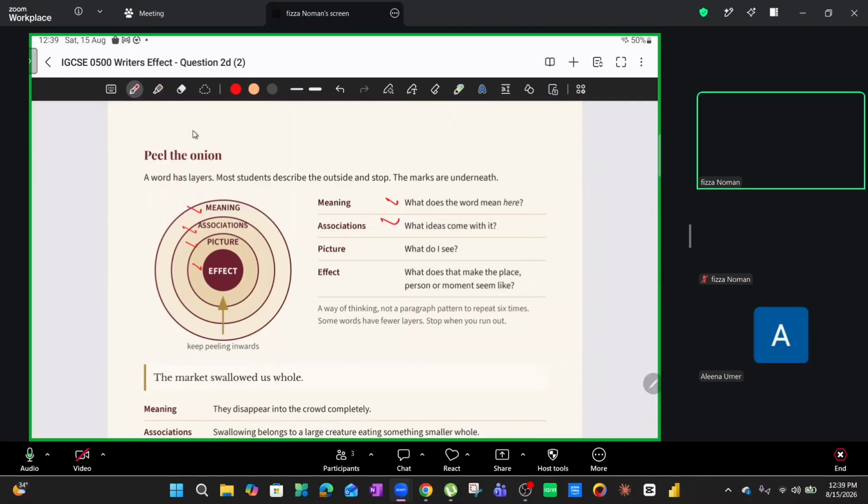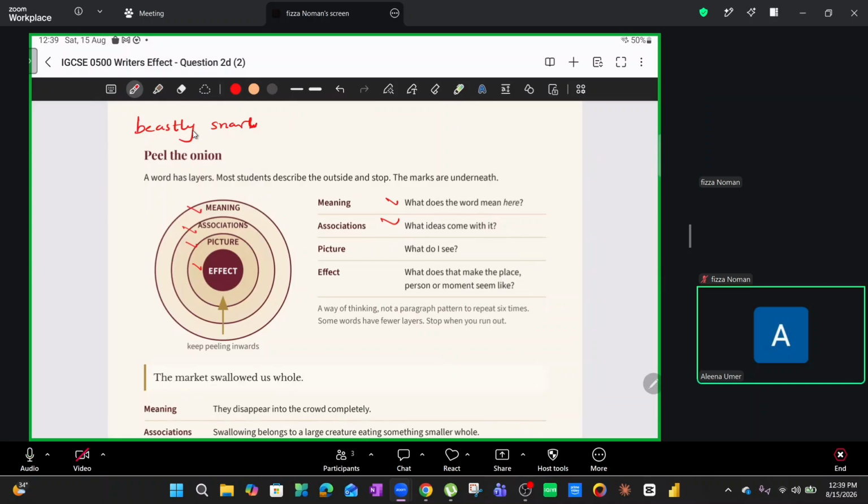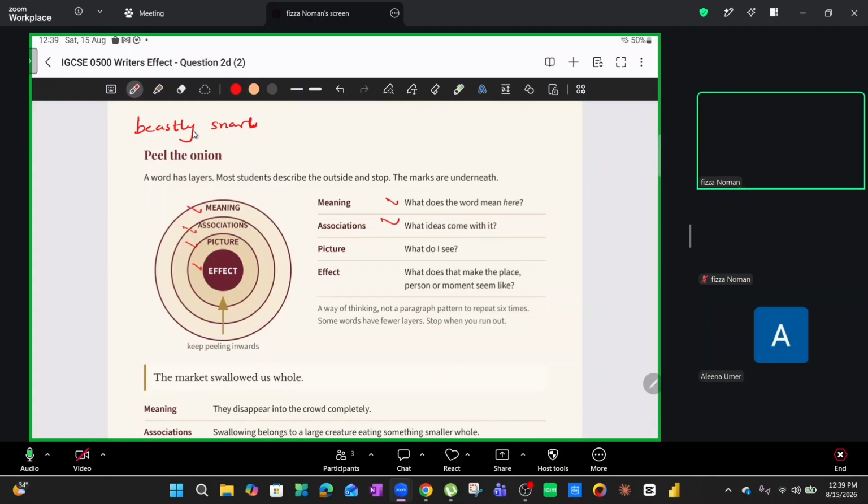Do you understand? For example, if I use the phrase a beastly snarl for a human being, what would you associate that with right away? This word, beastly, snarl. What would you associate with right away? A lion's roar. Yes, maybe a wild animal, right? Yeah. Exactly. You see how we go about this, Alina?